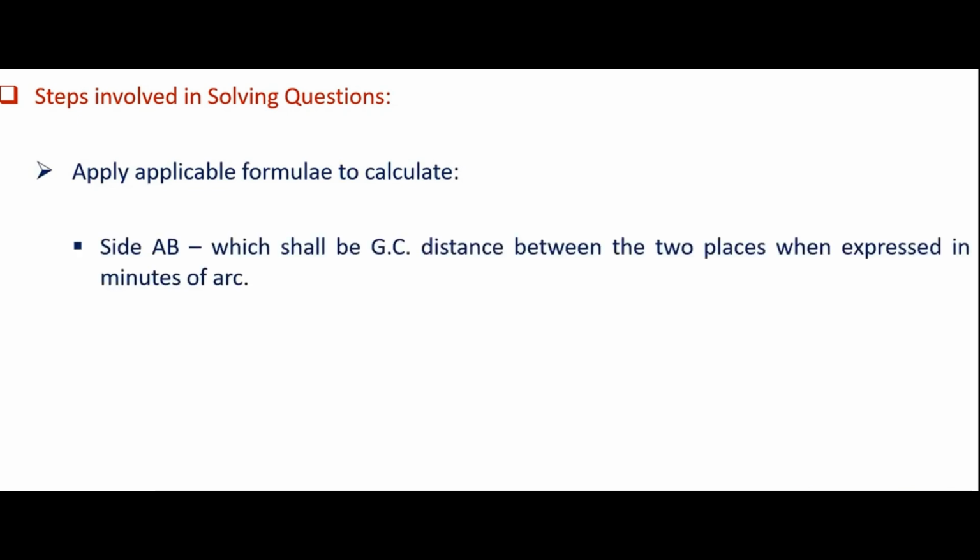Now, having drawn the PAB triangle, having transferred the available information onto the triangle, we are ready to solve the triangle. We solve the triangle using the cosine formula, and in solving so, the side AB of the PAB triangle that we shall obtain, when expressed in minutes of arc, shall be the great circle distance between A and B in nautical miles. I repeat, AB, when expressed in minutes of arc, shall be the GC distance between the two positions.